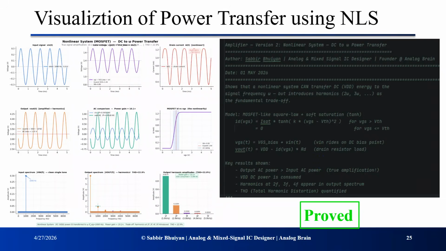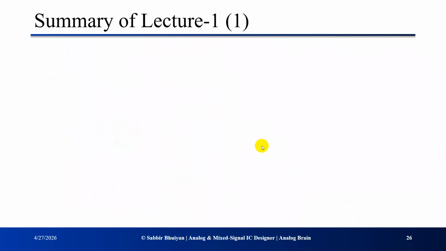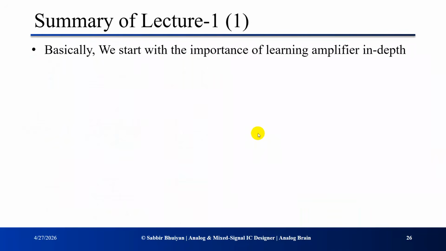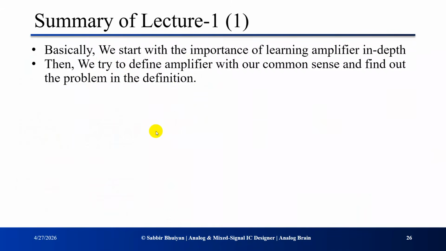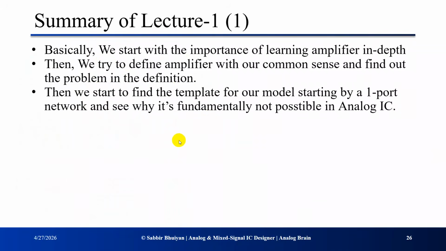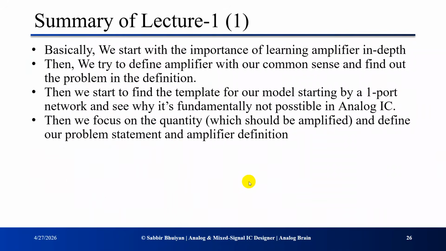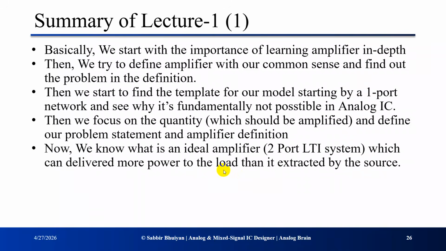Okay, so let me summarize what we covered. We started with the importance of amplifiers. Basically we start with the importance of learning amplifiers in depth, then we try to define an amplifier with our common sense and find out the problem in the definition. Then we start to find the template for our model, starting with a one-port network, and see why it's fundamentally not possible in analog IC. Then we focus on the quantity which should be amplified and define our problem statement and amplifier definition.